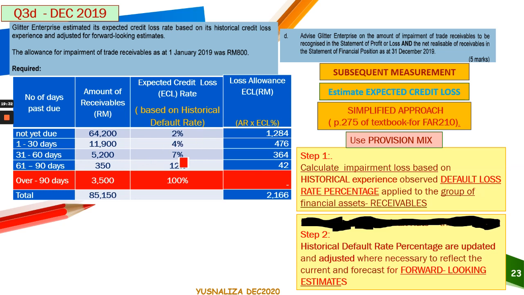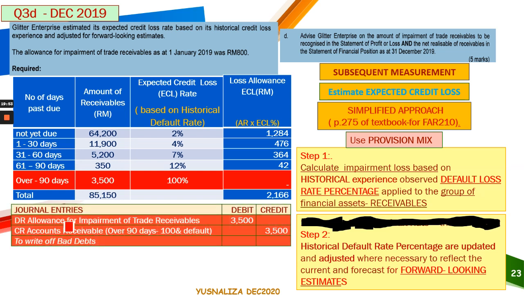But these are all things that you still have high hopes of being able to get. But here, no more, meaning that it is confirmed uncollectible. So that's why there is no figure here. After you have done that, you will get the loss allowance figure, 2166. Okay, that loss allowance figure, where do we disclose that?